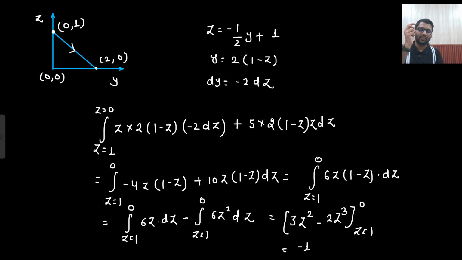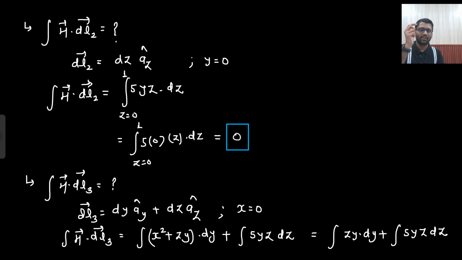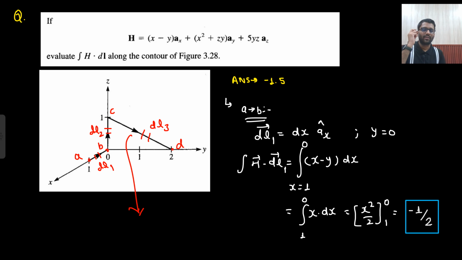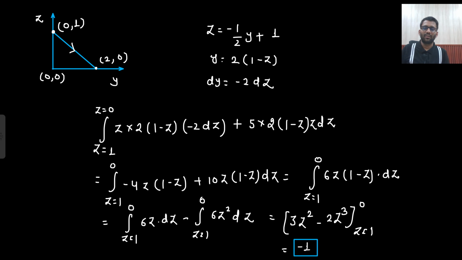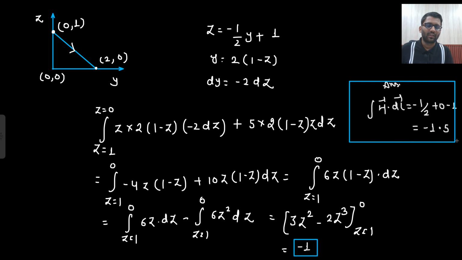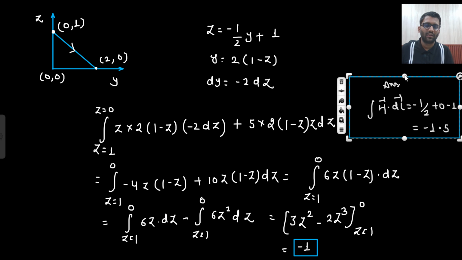So this is the third answer you are getting, that is minus 1. So here you are getting minus 1, this you were getting 0, and this you are getting minus 1 by 2. So what is your h dot dl? So here is my answer, which is h dot dl: minus 1 by 2 plus 0 minus 1, that is minus 1.5. So this is my final answer. Okay, easily I am solving everything.